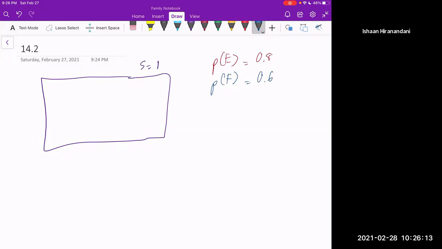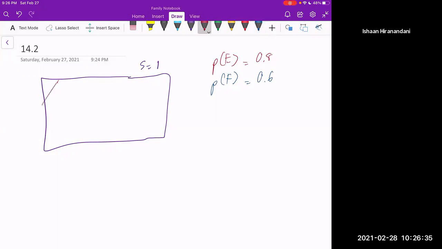So suppose that there are events E and F, where I'll represent E in red and F in blue, where the probability of E is 0.8 and the probability of F is 0.6. So we want to show that the probability of E union F is going to be at least 0.8.